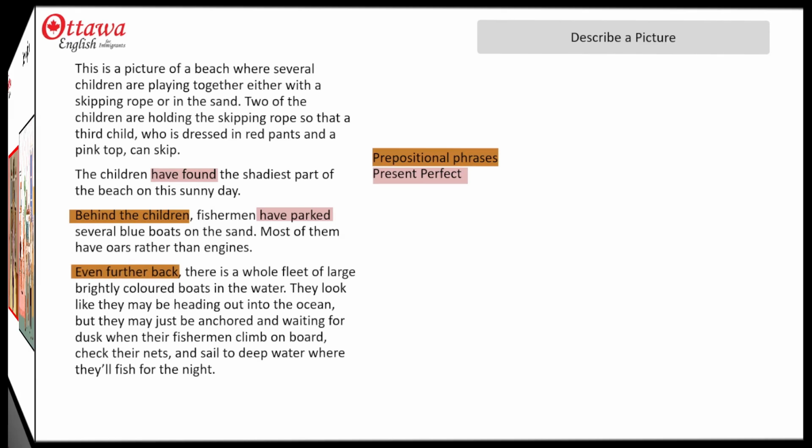So I've also given the picture some depth. So first of all, the depth of perspective with what's in front of something else and what's behind something else. So those are the prepositional phrases. And I've also given the depth of time by using the present perfect. So these are things that I can see, but I didn't see them happening. So they happened before the picture was taken.